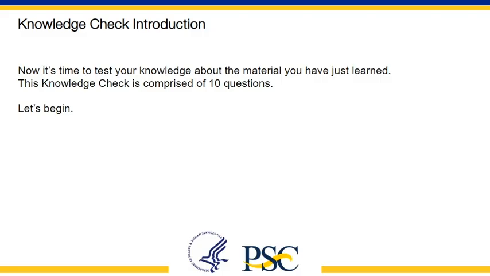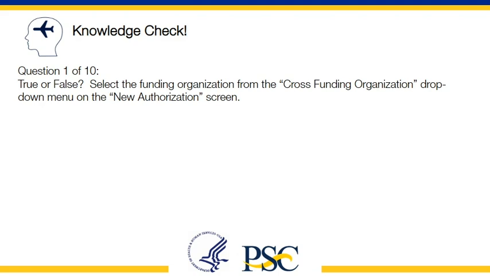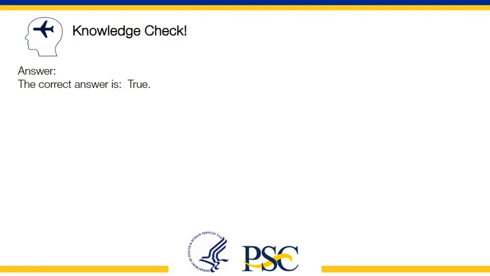Now it's time to test your knowledge about the material you have just learned. This knowledge check is comprised of 10 questions. Let's begin. True or false? Select the funding organization from the Cross-Funding Organization drop-down menu on the new authorization screen. Click the Pause button, consider your response, and then click Play to resume and learn the correct answer. The correct answer is true.